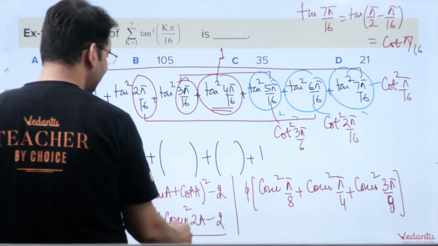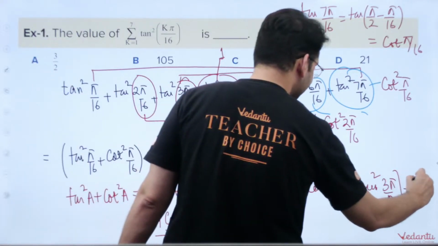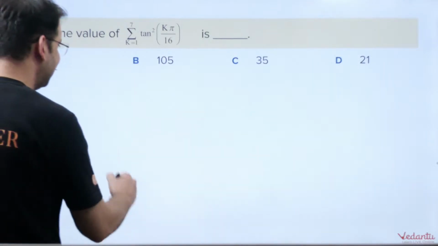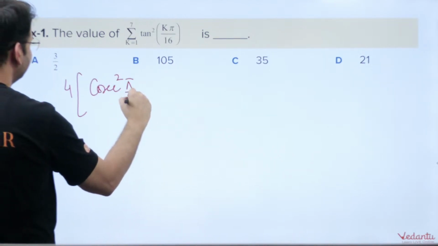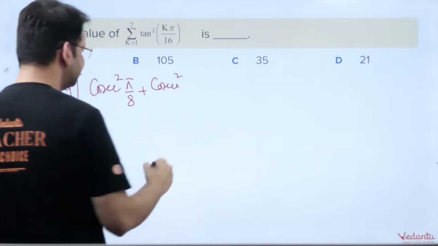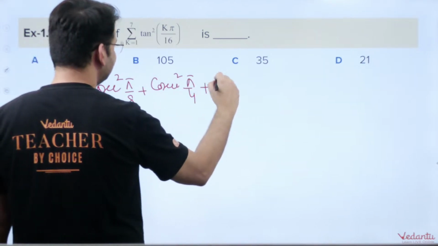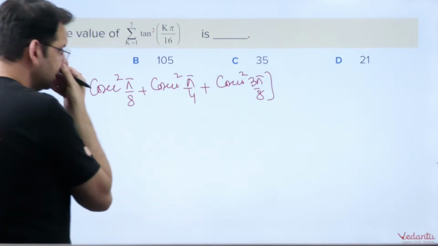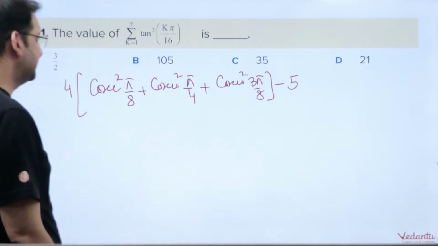Right, so this is done. 4, 4, 4, minus 2, minus 2, minus 2. So minus 6 plus 1, minus 5. So we are left with this. So again we have 4 cosec square pi by 8, cosec square pi by 4, by the way, cosec square pi by 4 is known, plus cosec square 3 pi by 8, minus 5. So this is what we need to solve.